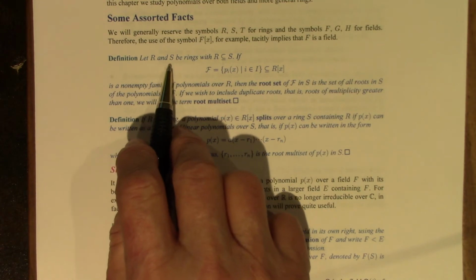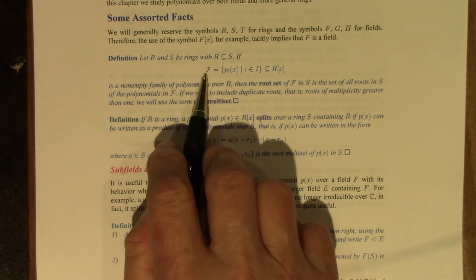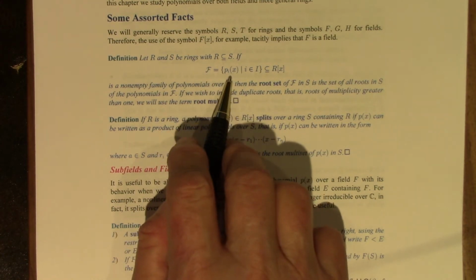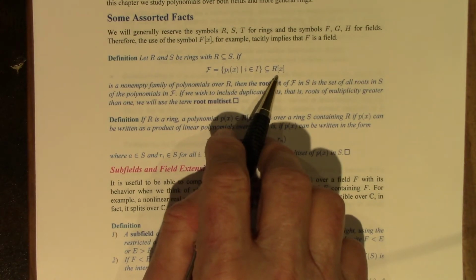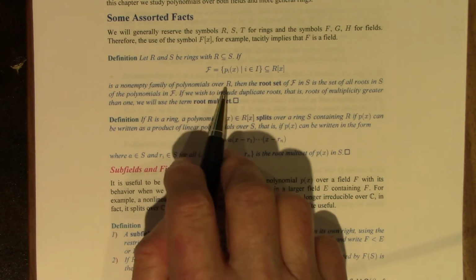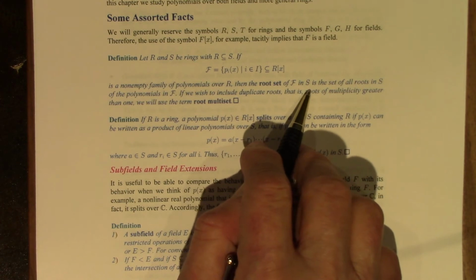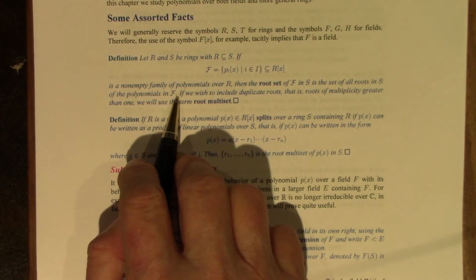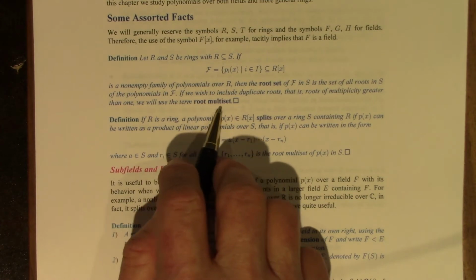If R and S are rings and R is contained in S, and if script F here is a non-empty family of polynomials over the smaller ring R, then the root set of the family in S is the set of all roots in S of the polynomials in the family. When we want to include duplicate roots, roots of multiplicity greater than 1, then I'm going to use the term root multiset.